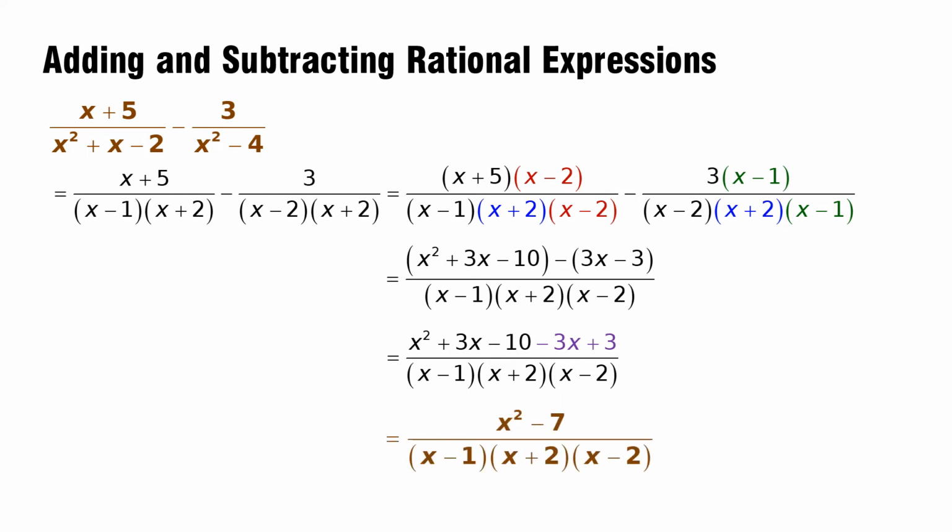Combine the like terms and your simplified result is x squared minus 7 all over the quantities of x minus 1, x plus 2, and x minus 2. Again, I would leave your denominator as it is. It is not necessary nor recommended to remultiply your factors into a cubic polynomial.